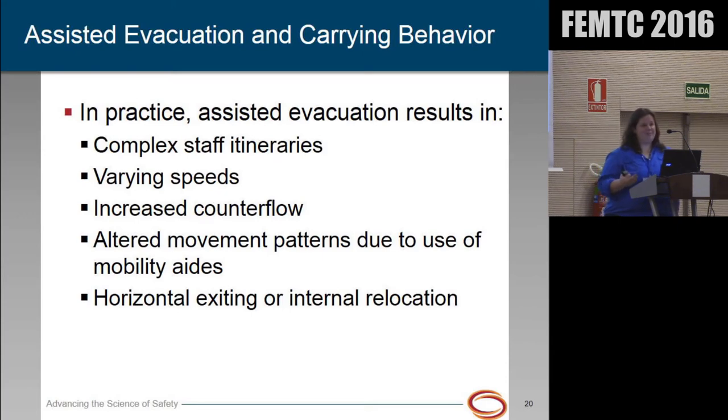So in practice, we all know that we've got complex itineraries, varying speeds depending on whether you're assisting a person or not, and increased counterflow can be significant where you've got large equipment passing back and forth within a corridor. People move differently when they're using wheelchairs or walkers. And finally, again, we're not having people go to an exit necessarily. We might be having people go to an area of refuge or even just to the next corridor over.